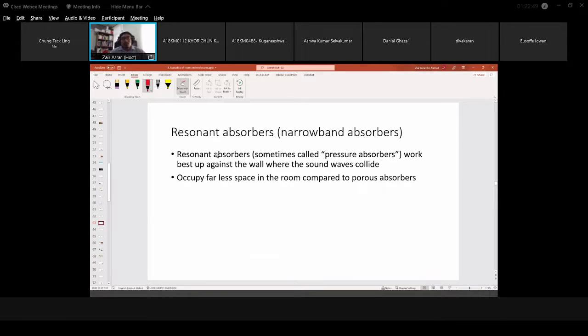We can also use a resonant absorber. Basically the idea here is you want the sound to enter this absorber and then resonate. When the sound resonates, it will vibrate at the highest energy and of course lose most of its energy when it vibrates. So that's how we reduce or absorb the sound.